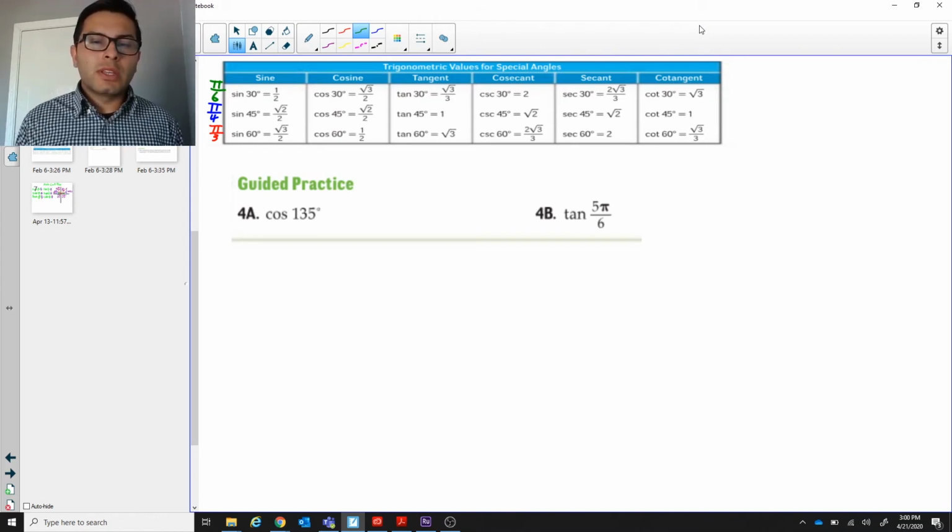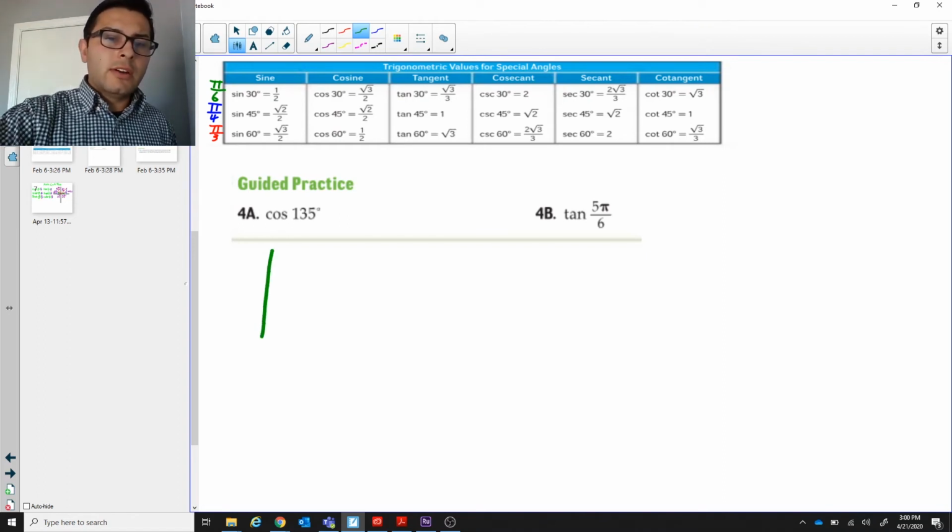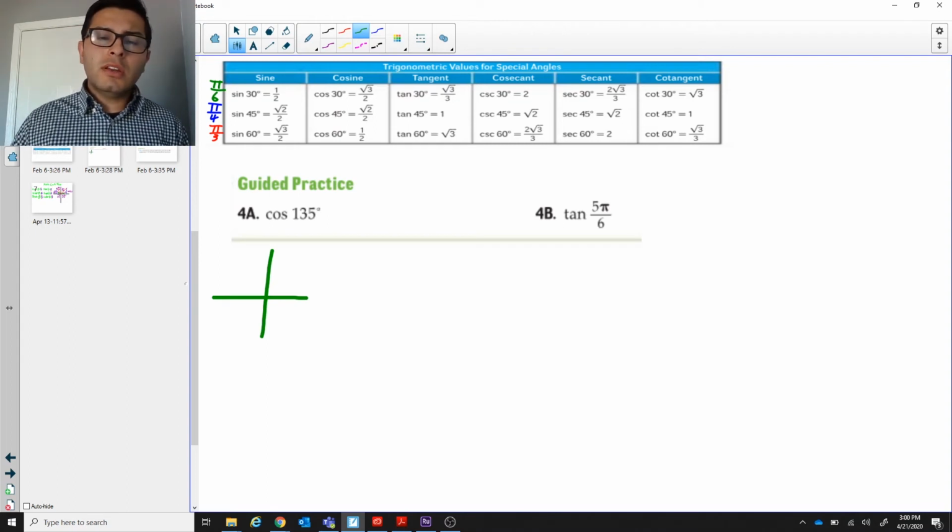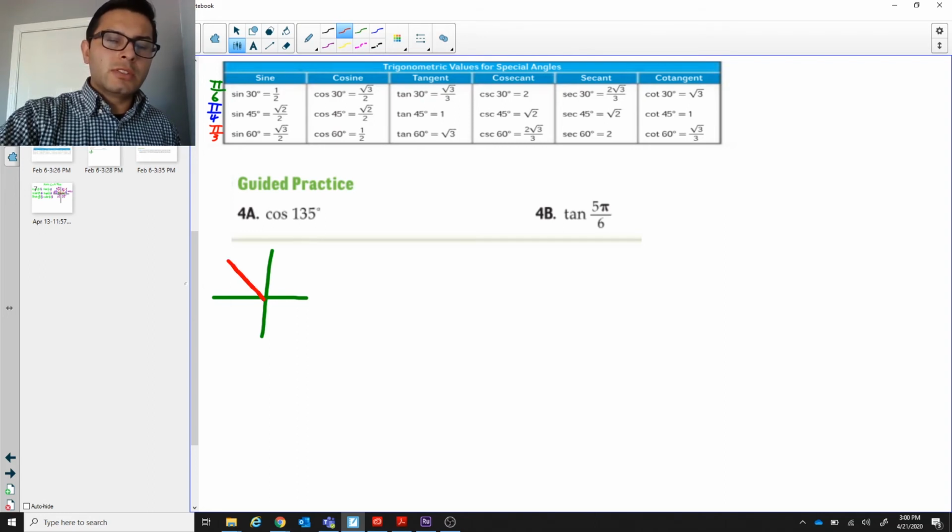Let's first go with cosine of 135. So first of all, let's graph this out. We know that cosine of 135 is going to be less than 180 but above 90. So our terminal side is going to be somewhere over there. I don't want to think about it exactly. I just know it's going to be in that quadrant. So my angle is going to look like this.